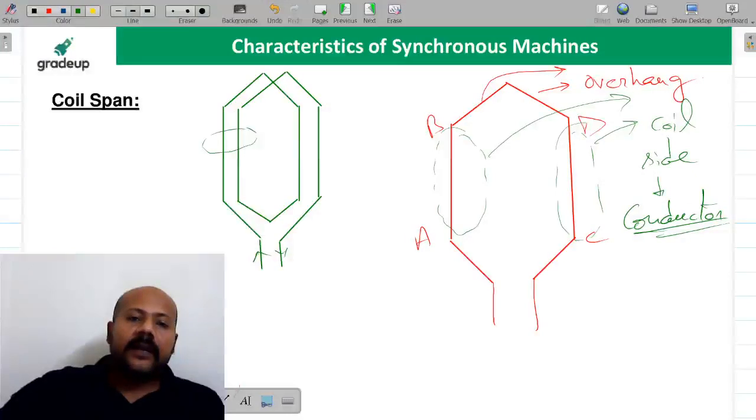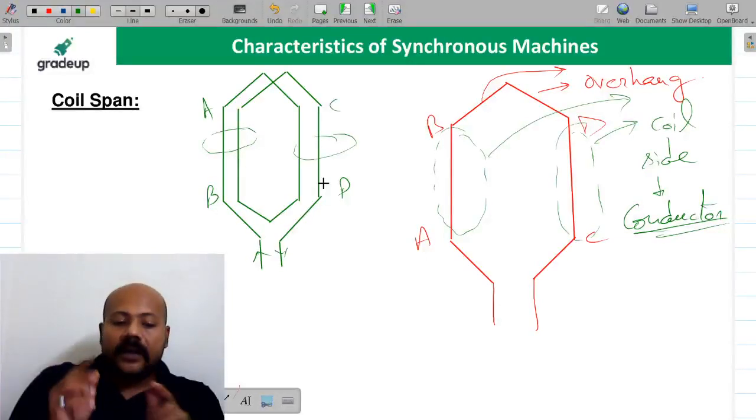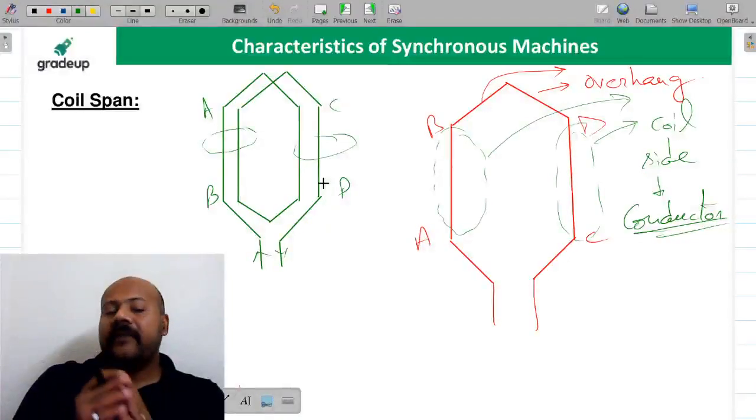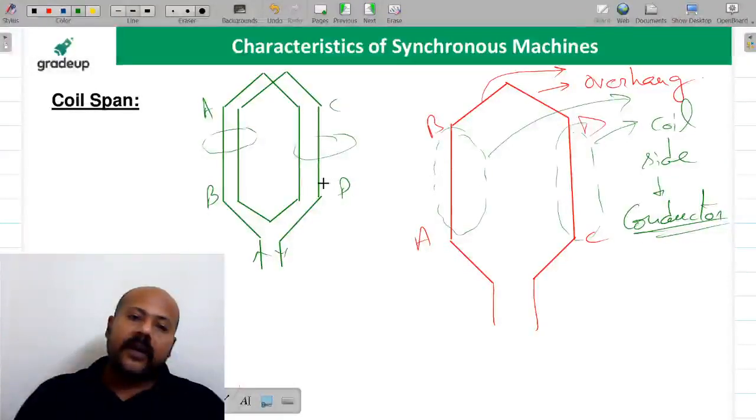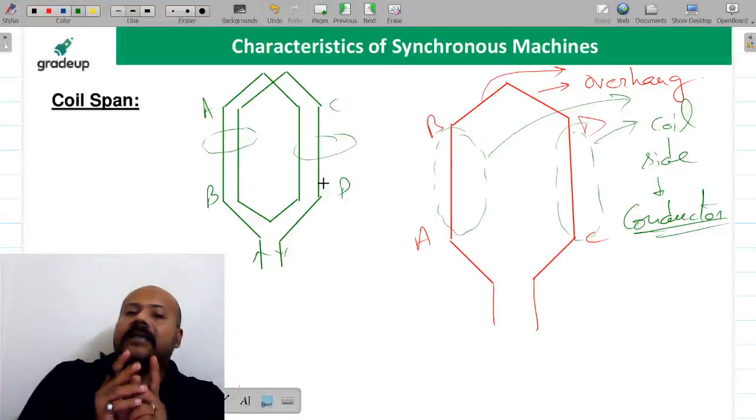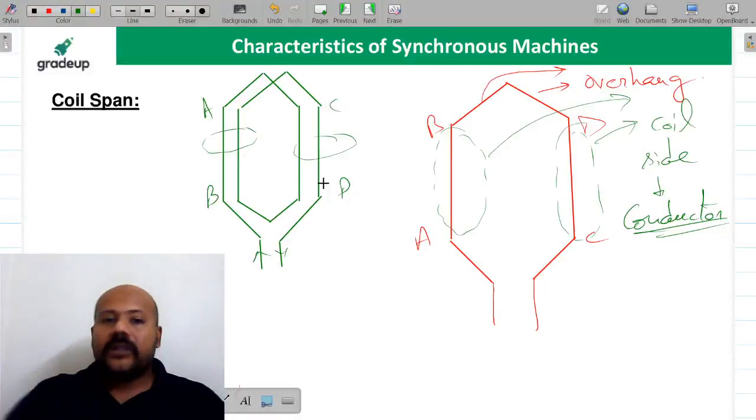But again, this coil side is going to be AB. What is the meaning of this? A coil can have n number of turns, whether 1 turn, 2 turn or a multi-turn coil. But coil sides are always going to be 2. This is one coil side and this is second coil side. I hope it is clear to all of you.